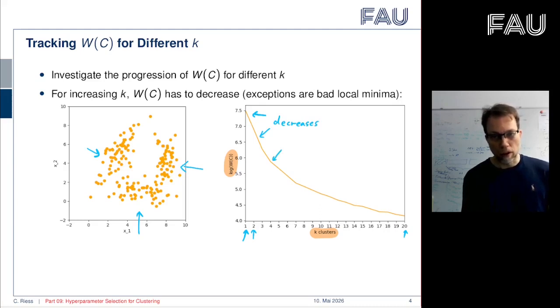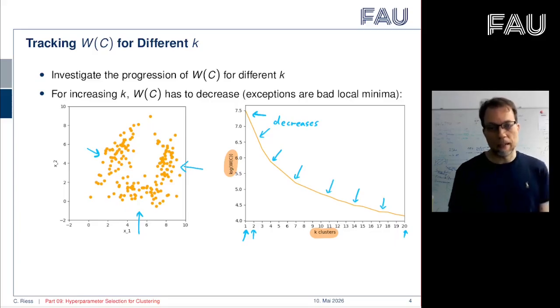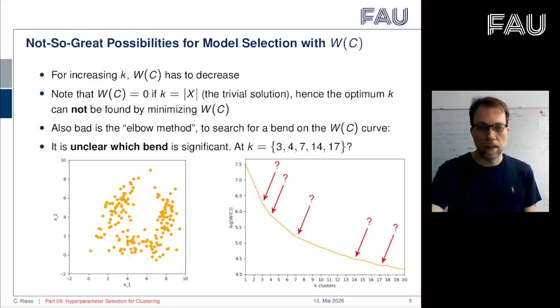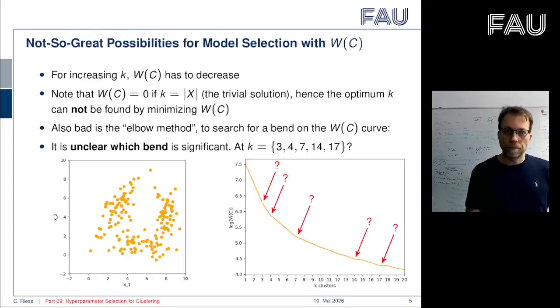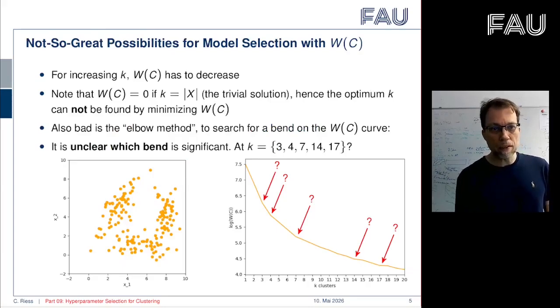Because the more clusters we have, the smaller the distance on average to your next cluster center. Totally makes sense. Okay. Now, people started to use this directly for model selection. But it's not a super great method. But let me mention it for the sake of completeness.